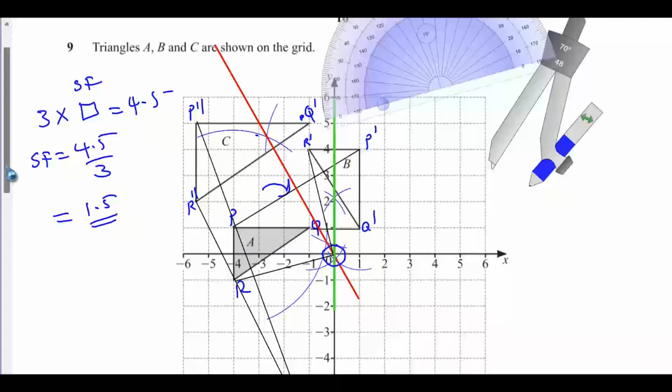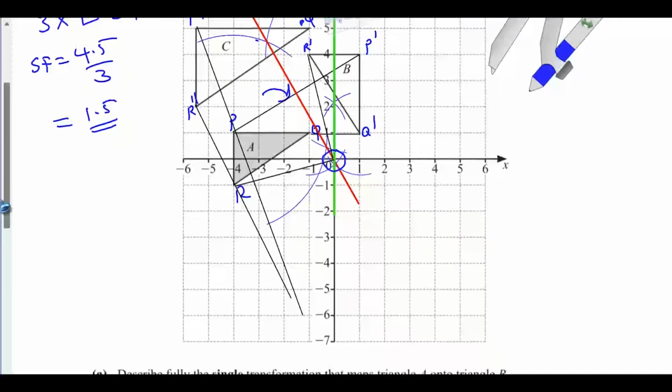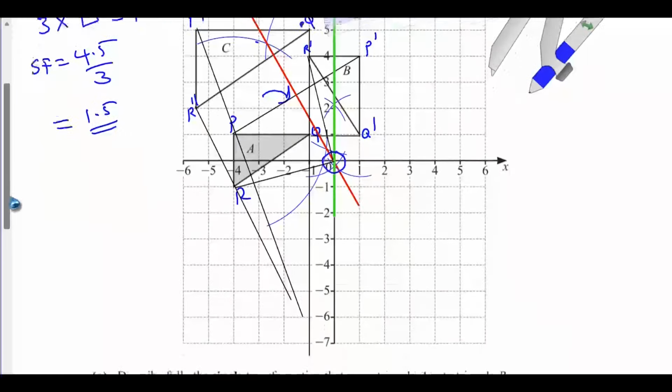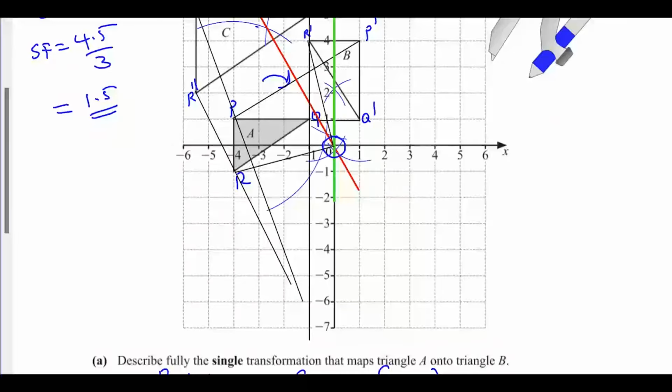So let's roll up a little bit. I should have extended this longer, but no problem. Let's take Q and Q prime prime, so it will be this one here. Let's extend Q and Q prime prime. Okay, let's roll up a little bit, so I'll need to extend these lines here.